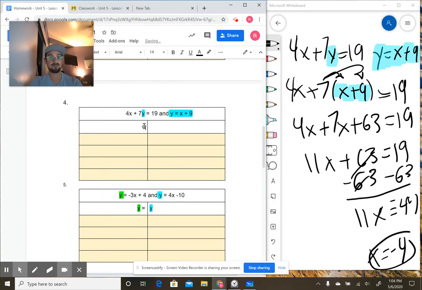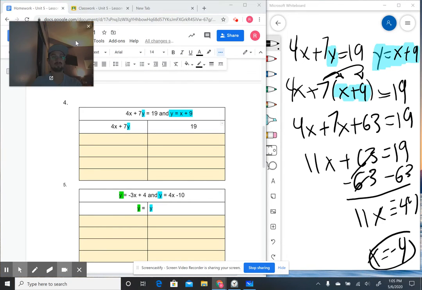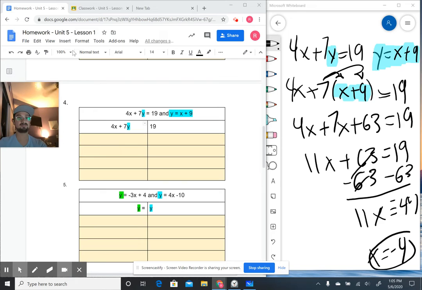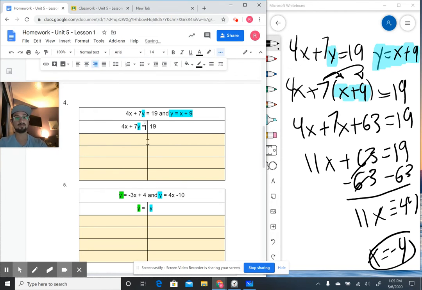So let's do that. 4x, copy, paste. So if that happens, you just got to change the alignment. So I want that line that way. And then this, it might have just been easier too, right? Like I was doing before. And then you're going to replace that y with x plus 9, because that's what y equals.